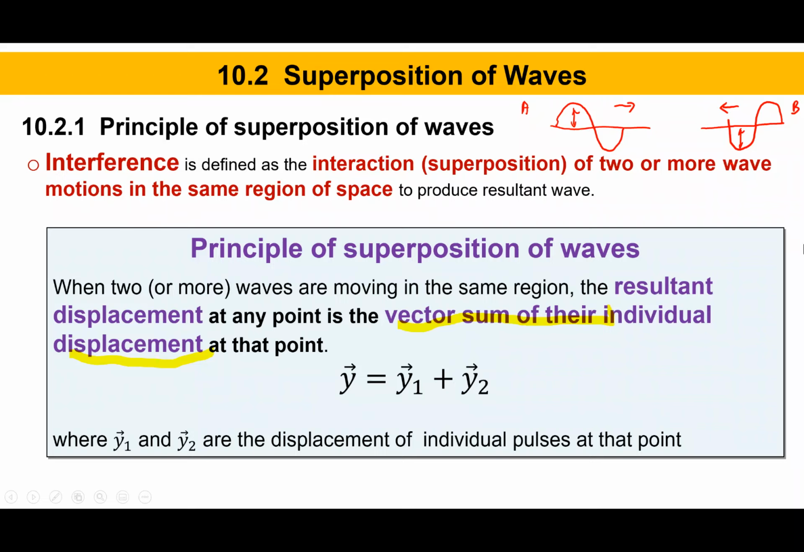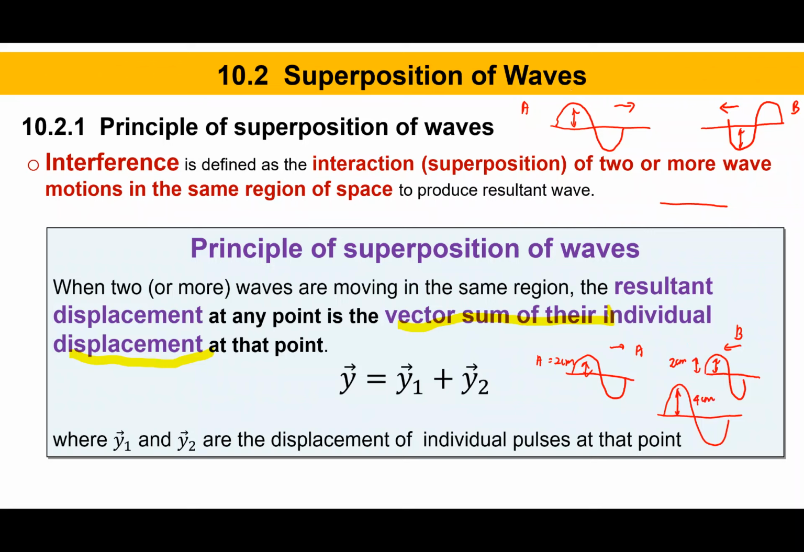So bila crest jumpa trough, you punya displacement akan jadi zero. Tapi bila you punya wave yang overlap, satu wave A bergerak ke kanan macam tu, and then another wave bergerak ke kiri, you jumpa crest dengan crest, so you akan add you punya displacement, so you akan semakin bertambah lah. So contohlah amplitude dekat sini, A dia adalah 2 cm. So yang ini pun 2 cm. Sebab dia kata dekat sini adalah vector sum, so you akan tambah lah sebab kedua-dua dia adalah positif. So you akan dapat you punya final displacement 4 cm.